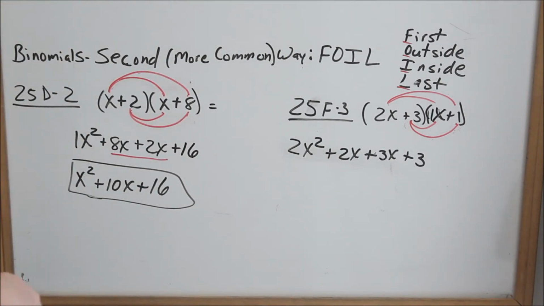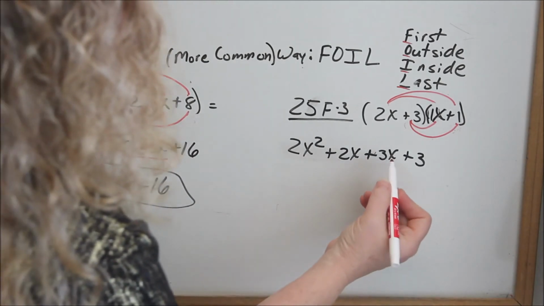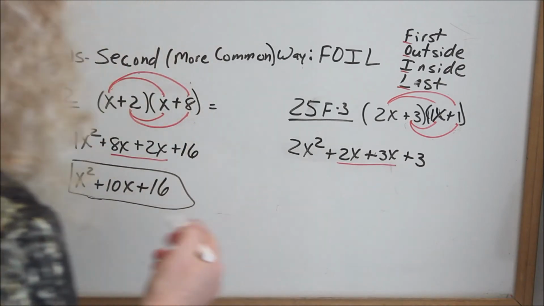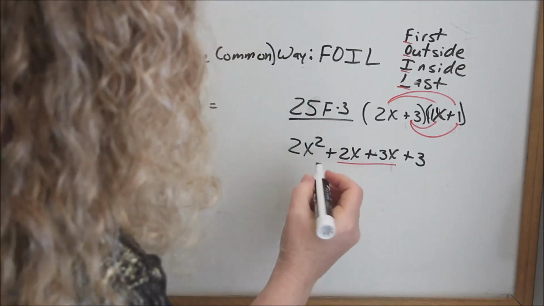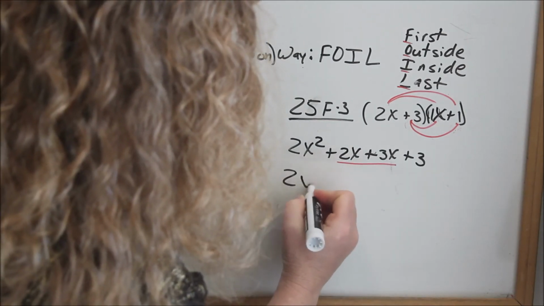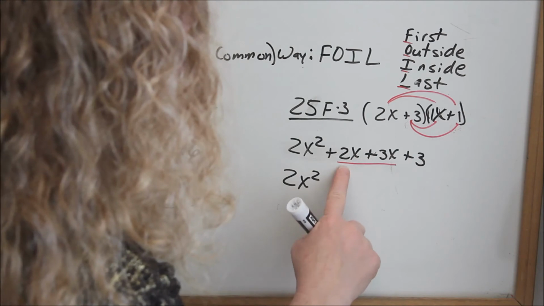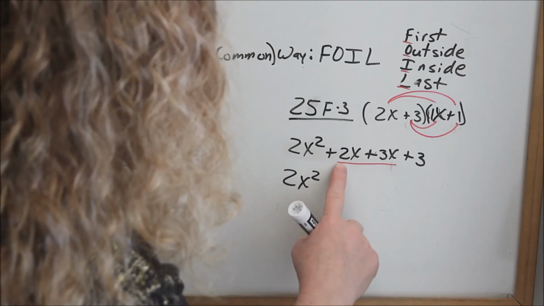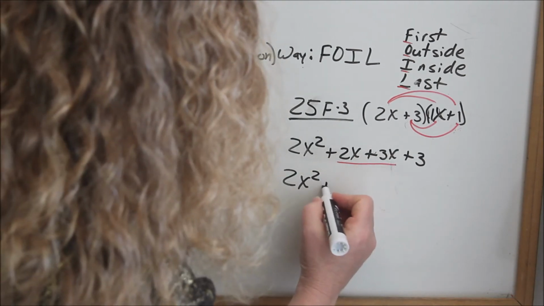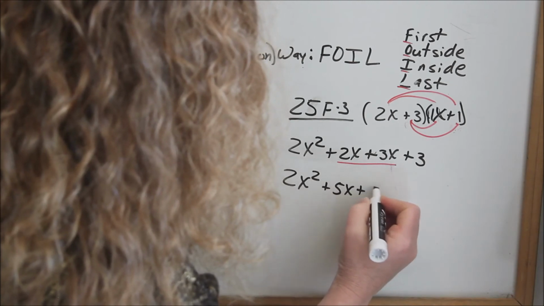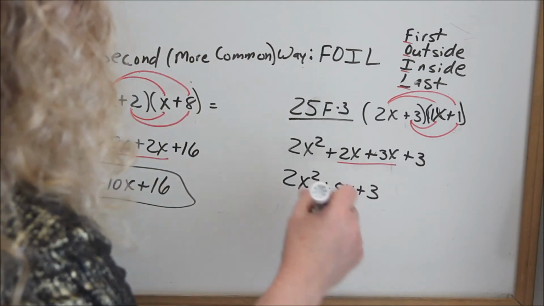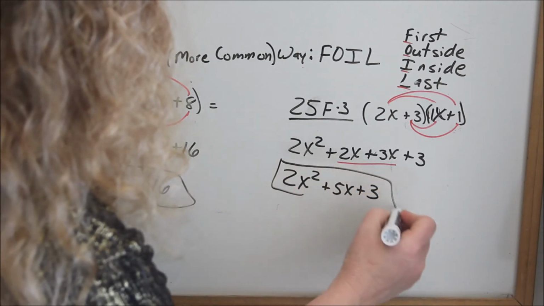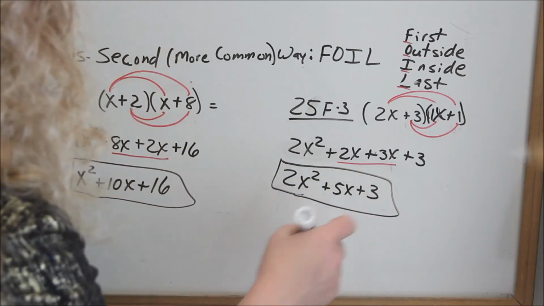Okay, now you look to see, do you have any like terms you can combine together? Yes, you can combine your x's together. You can only combine x's to x's, x squares, and numbers to numbers. So 2x squared, positive 2x plus a 3x. You have 2x, you have 3x, you have 5x plus 3. You can't add x squares to x's to numbers. You can only add x squares to x squares, x's to x's, and numbers to numbers.